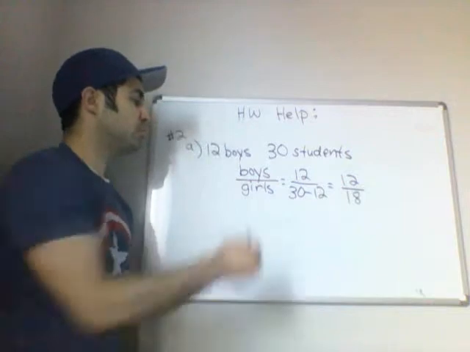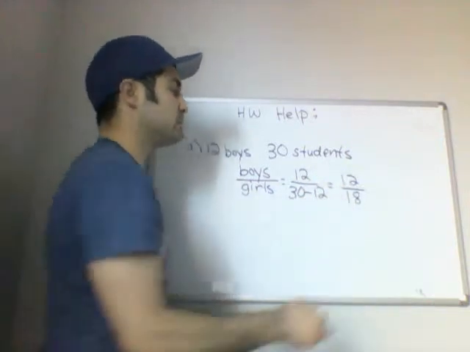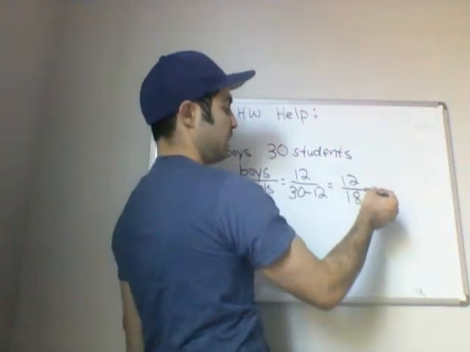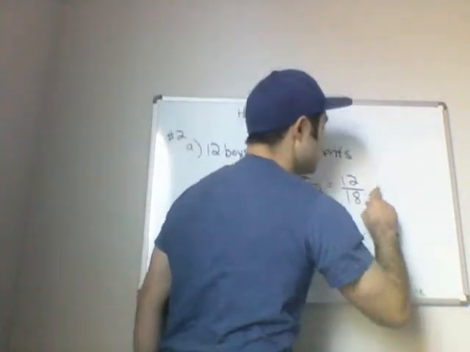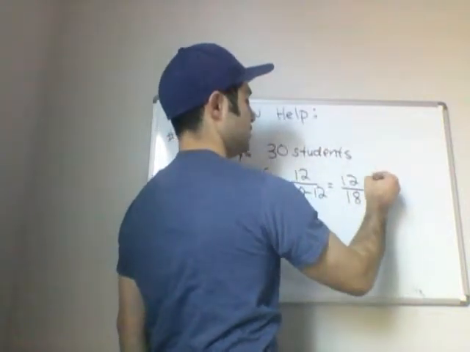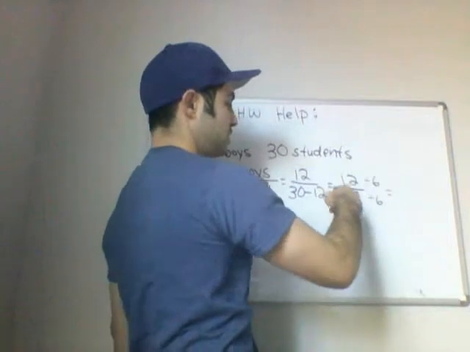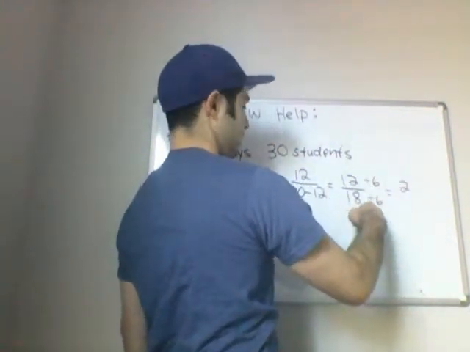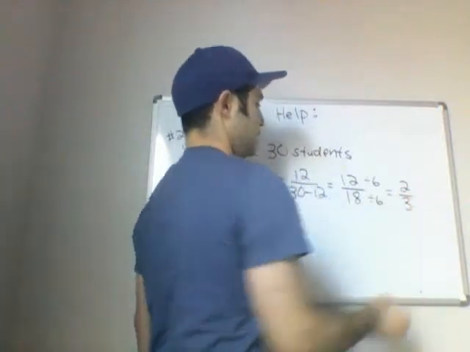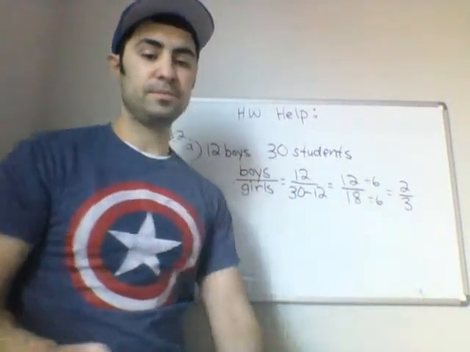So the ratio of boys to girls would be 12 to 18. And then if you reduce that, you could divide both of those by 6. These are both multiples of 6, both divisible by 6. So your ratio is going to be 12 divided by 6 is 2, 18 divided by 6 is 3. 2 to 3. That means for every 2 boys, there are 3 girls.